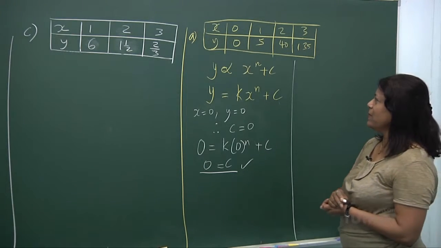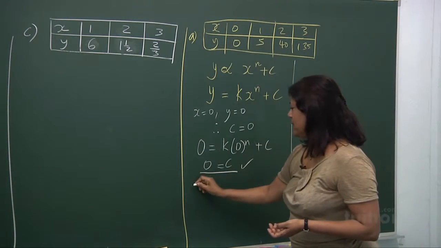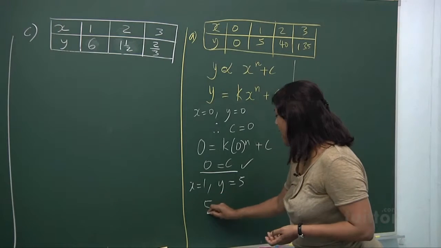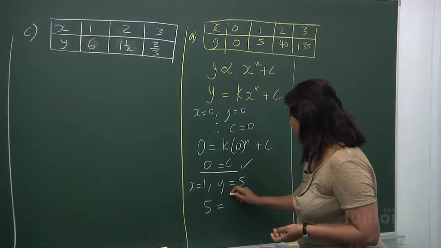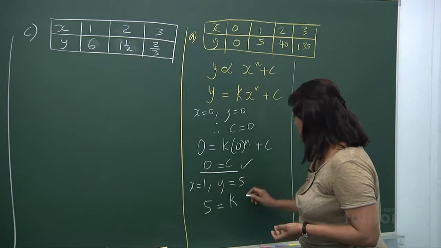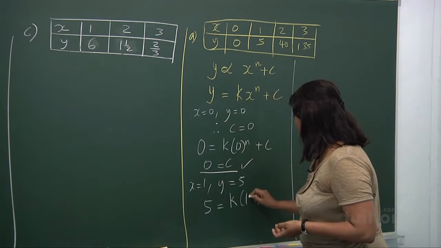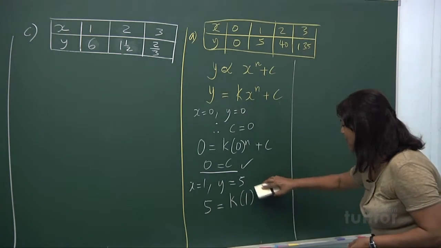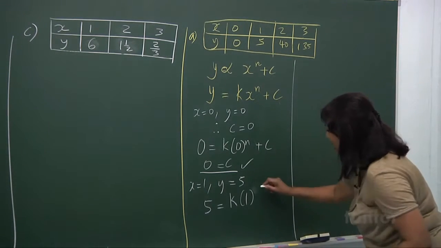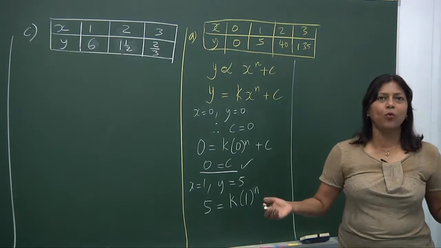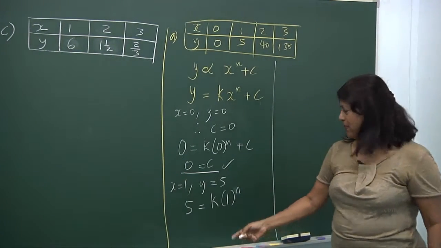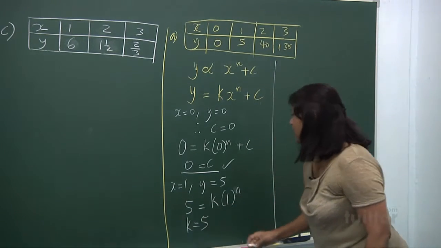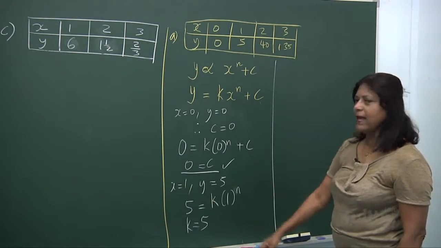Who are you? So we said, all right, when x is 1, y is 5. So we said, okay, y is 5, k is unknown, and your x is 1, 1 to the power of n. Your 1 to the power of n is always 1, so that's the beauty of 1. Your c is already 0, so your k is 5, so that solves quite a bit. You said, alright, k is 5.